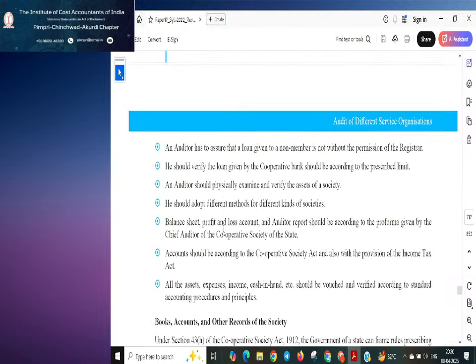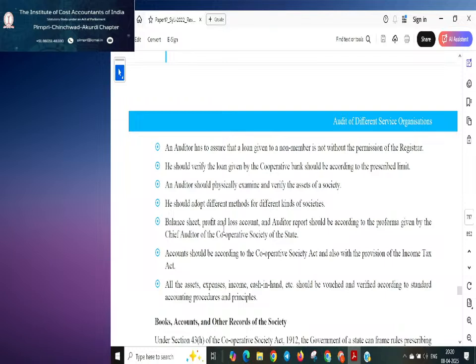And then he has to assure that a loan given to a non-member is not without the permission of the registrar. Usually members will only be considered for giving loan facility, but if it is given to a non-member, then it should not be without the permission of the registrar. So he should verify the loan given by the cooperative bank should be according to the prescribed limit, and he should physically examine and verify the assets of a society. He should adopt different methods for different kinds of societies.